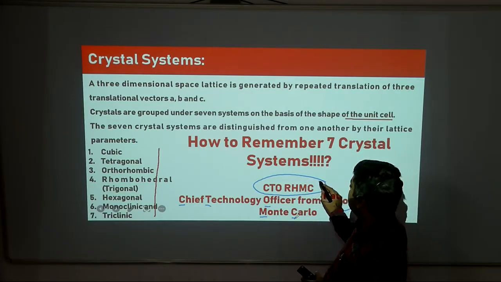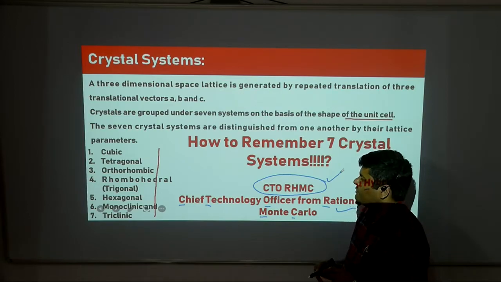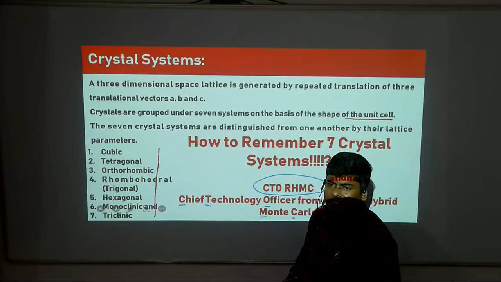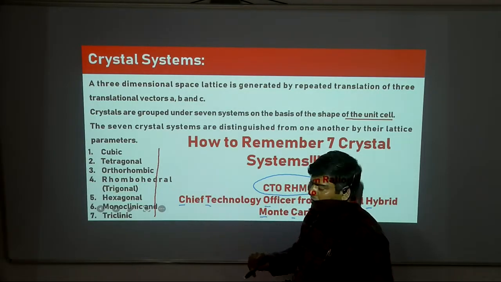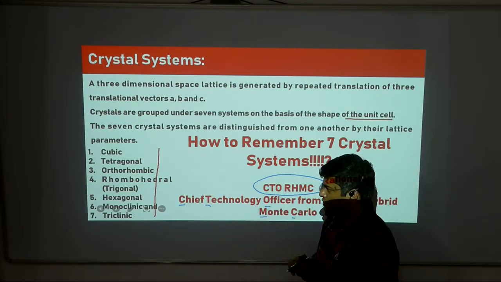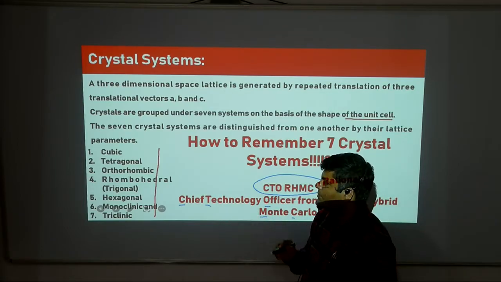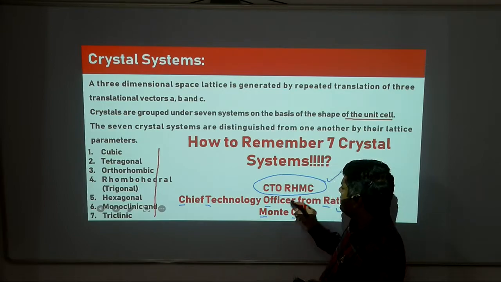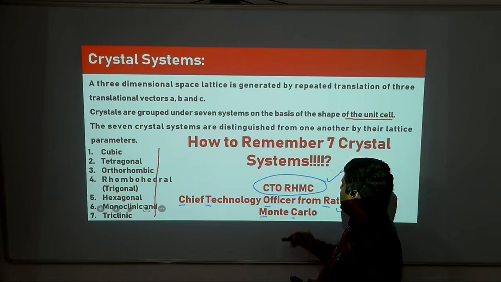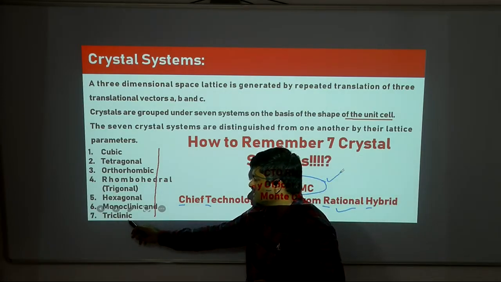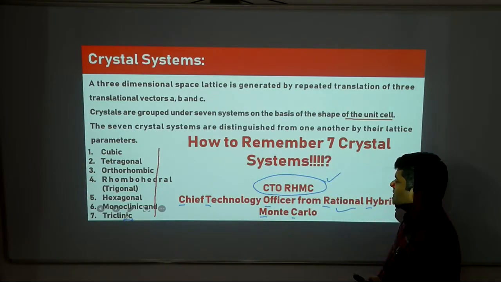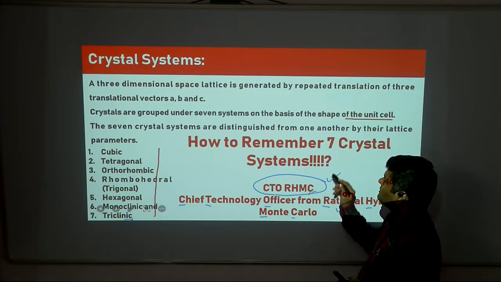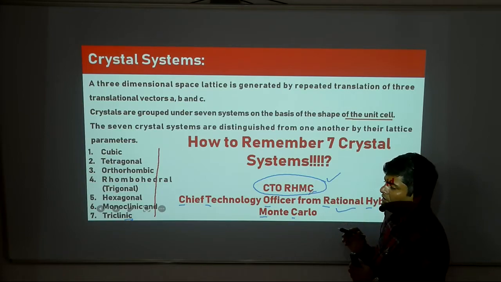Each letter of this short form is related to the different crystal systems in the same order I suggested. C stands for cubic, T for tetragonal, O for orthorhombic, R for rhombohedral, and remember that the other name for rhombohedral is the trigonal system. Then H stands for hexagonal, M for monoclinic, and the last C is from the last letter of the word triclinic. In this way you can remember the 7 crystal systems.